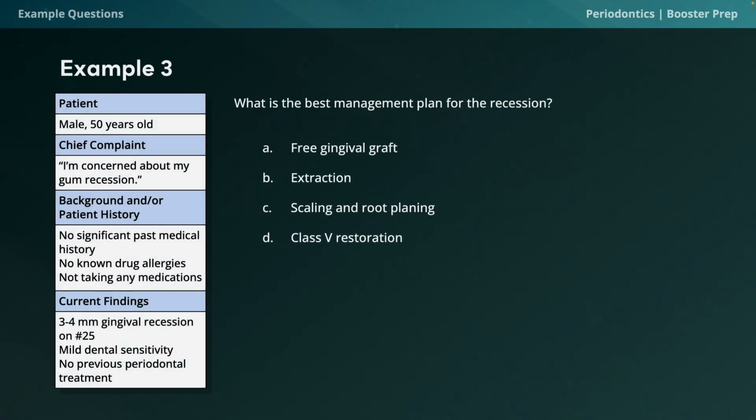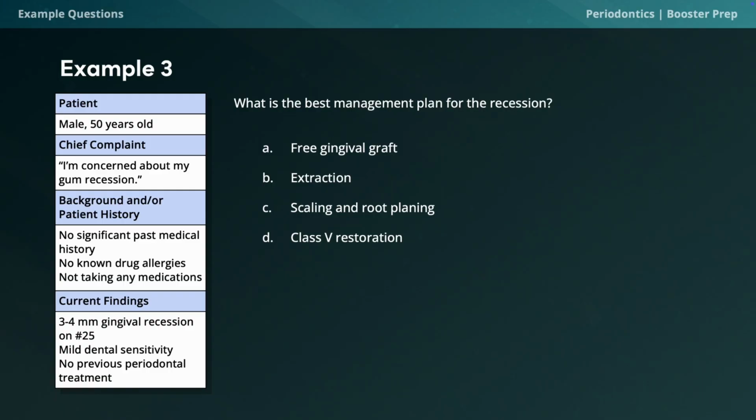All right, our last example question. We have a 50-year-old male, and he's concerned about some gum recession. There's no significant past medical history, no known drug allergies, he's not taking any medications, and our current findings include 3 to 4 millimeters of gingival recession on number 25. So we're dealing with a mandibular central incisor, and he has some mild dental sensitivity associated in that area. And there's no history of previous periodontal treatment.